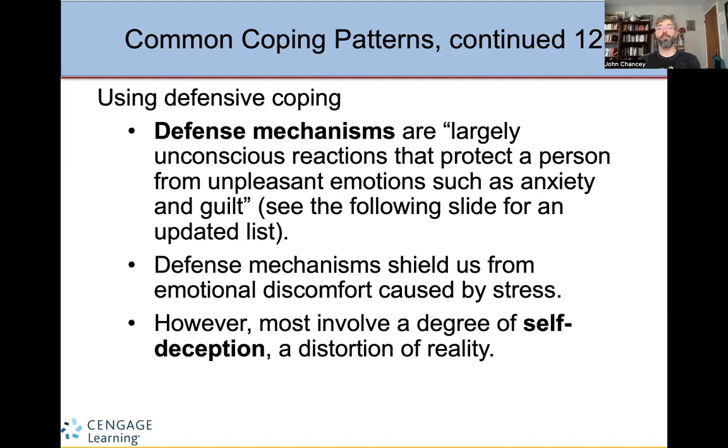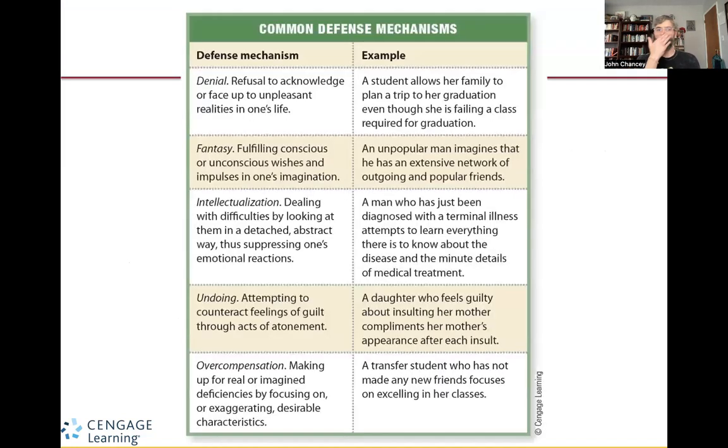However, a lot of times there's a large degree of self-deception or distortion of reality needed for these defense mechanisms to actually work. For example, denial, refusing to acknowledge an unpleasant event. An example might be a student who allows their family to plan a trip for their graduation, even though she is failing a class that is required to graduate. You're simply denying that this very big thing in the way could prevent you from even having this trip. So there's all kinds of different common defense mechanisms.